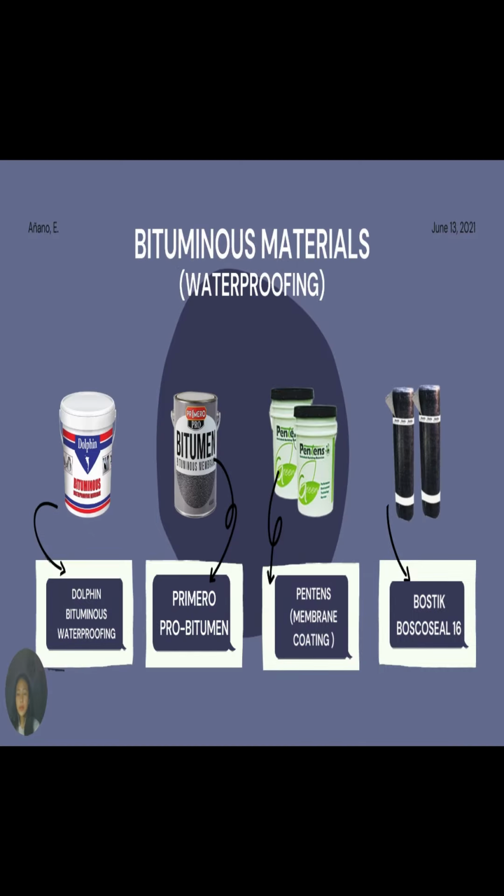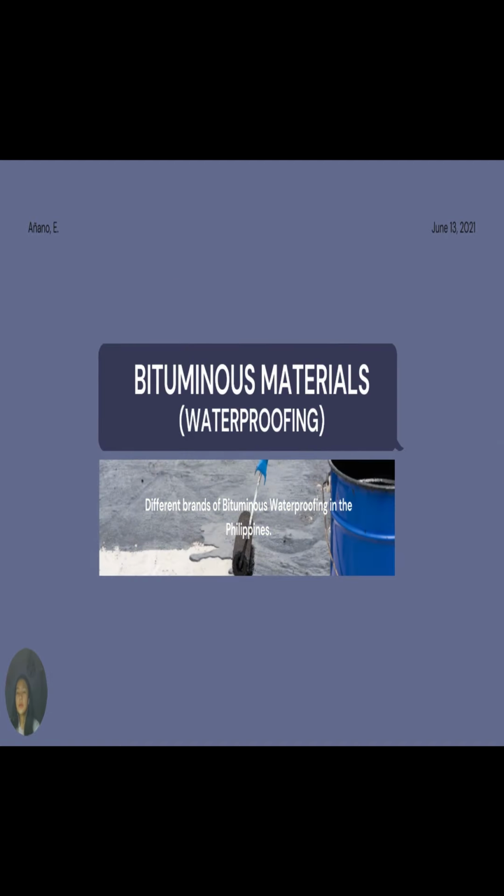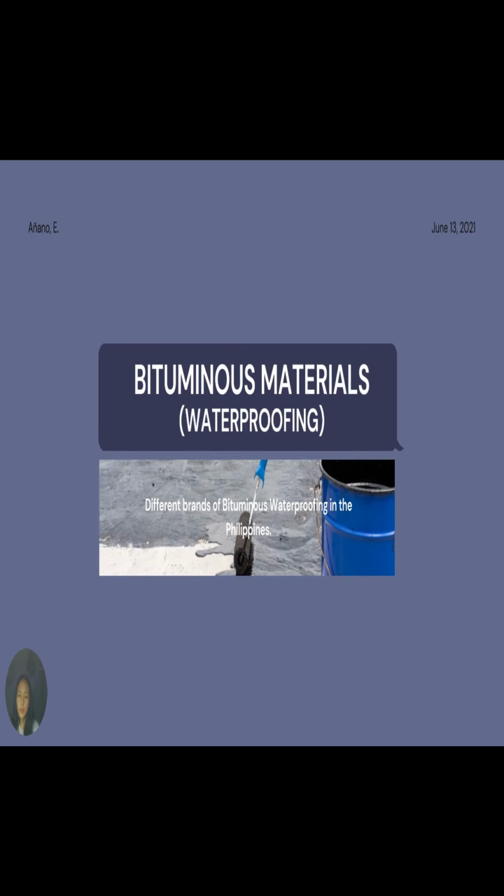So we are now moving on to bituminous materials, focusing on waterproofing. There are 4 brands that I will be featuring. The first one is Dolphin brand, next is Primero, Pentens, and the last one is Bostik Poscosil 16. So let's start. Bituminous materials focusing on waterproofing, which are based and available in the Philippines.